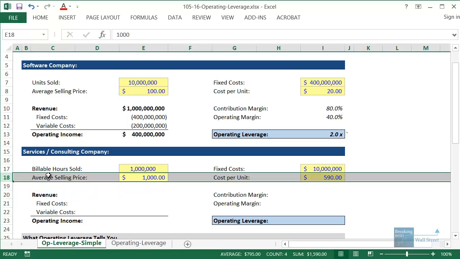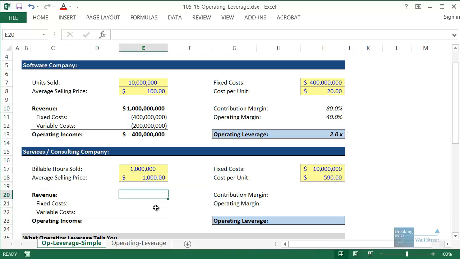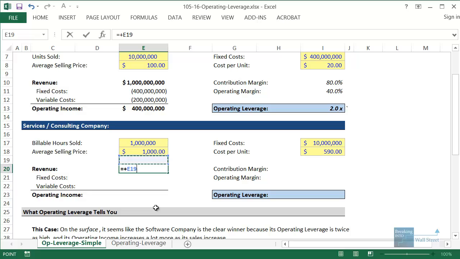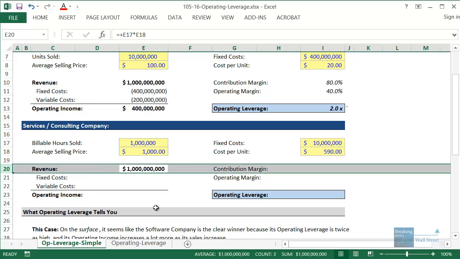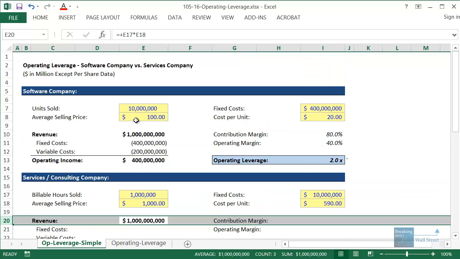Now, they're charging clients $1,000 an hour. So this is some pretty high-end consulting, maybe legal work or something of that nature. And they're also paying their employees $590 per hour for their work. So this is almost certainly something very specialized like legal work. So for the revenue, we're going to take our billable hours sold and multiply it by the average selling price of $1,000. So we get to $1 billion of revenue, just like our software company, but we do it in a very different way because we're selling fewer units at a higher selling price.